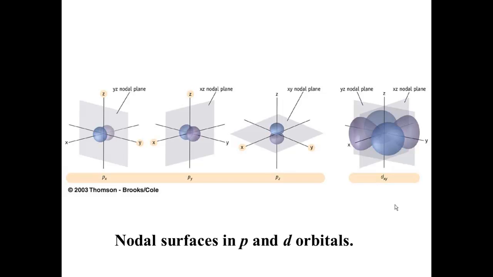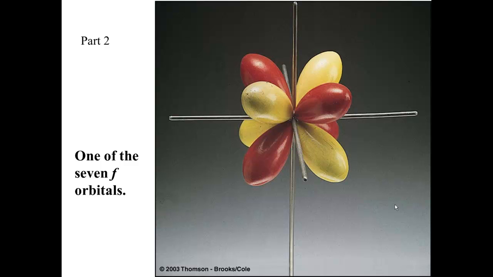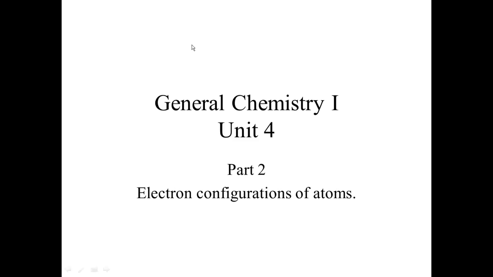So just to finish things up, this is actually my only slide for the 7, right? When you get to f, you've got 7 boxes, 7 orbitals. This is one of them. Weird, eh?